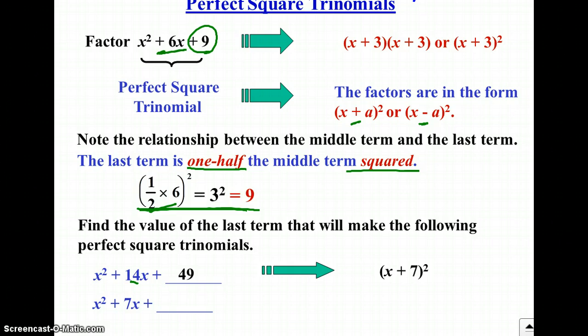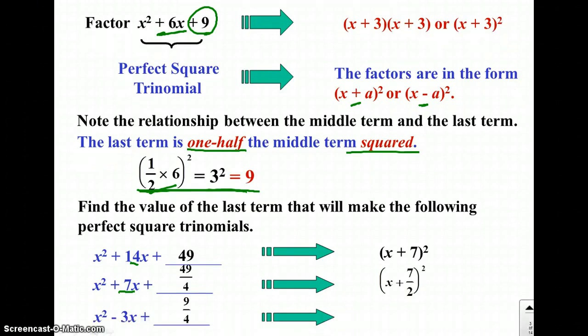Let's try the next one. Half of 7 would be 7 halves. You square 7 halves, you get 49 quarters. And if you factor that, you get (x plus 7 halves) all squared. And the last one here, we take half of 3, which is 3 halves. You square it, you get 9 quarters. So you add 9 quarters, and then we factor that as (x minus 3 halves) all squared.